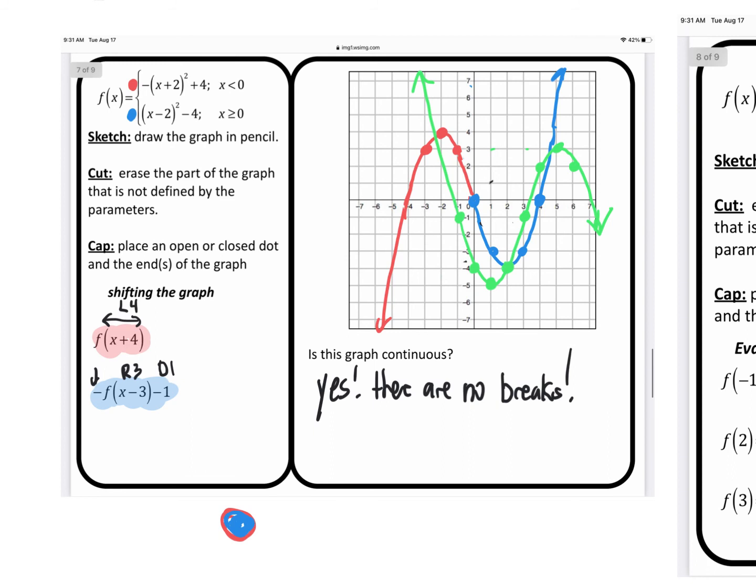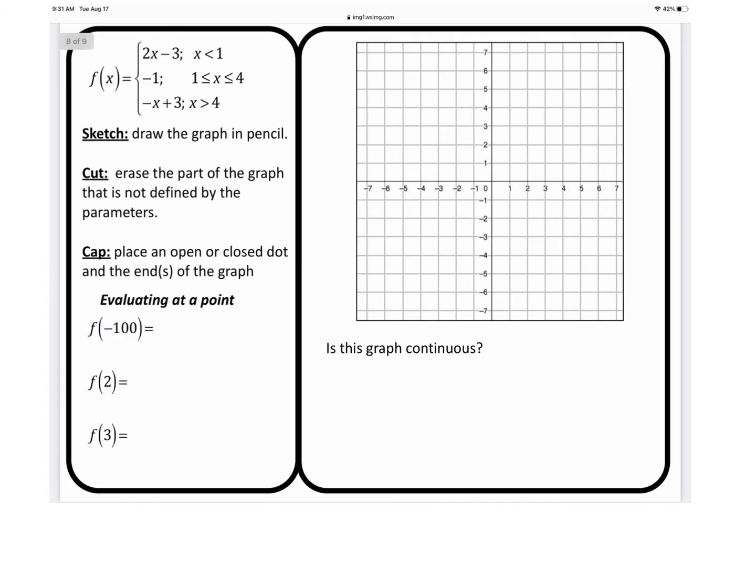So our final example, we're going to take a look at what happens when there's more than just two pieces in the piecewise function and see what happens there. Okay, so we have a piecewise function here with three parts, and I'm going to graph this first one first, okay? And everything is going to apply the same. So what I'm going to do is graph 2x minus 3, so I do sketch mode.